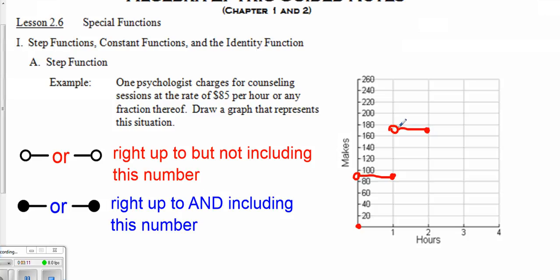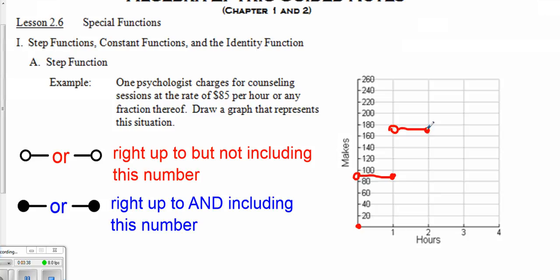Even though down here you weren't there for a full 2 hours, it's a fraction of it, so it kind of rounds up there. It says this 2, even though it's not a full 2 hours, you still have to pay that amount. So all of this is the same. Anything after 2 hours, they count it as 3 hours.